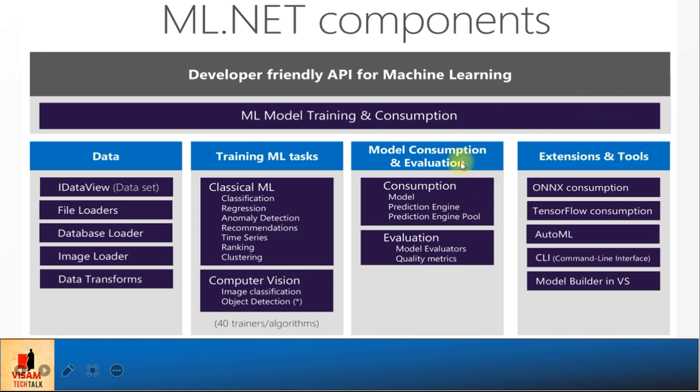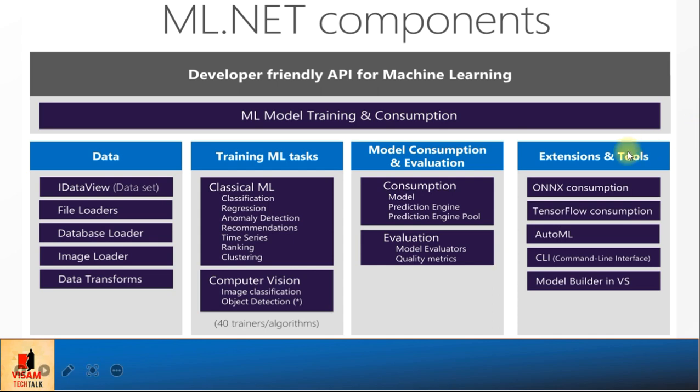This is about prediction. So in stage 1, we are gathering the data. For loading the data, we are using the data components. Once we gather the data, we are going to train the model with the help of various algorithms. If you have any image related data, we are going to use the computer vision component for training the model. Once the model training is over, we are going to consume that model for prediction. Once you do prediction with the help of the prediction engine or prediction engine pool, we are going to evaluate whether our results are accurate or not with the help of various model evaluators or quality metrics.